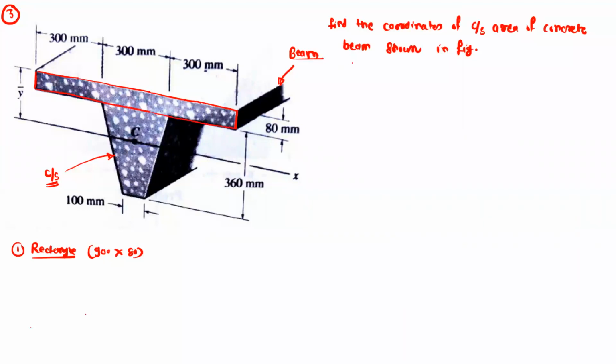So for this rectangle, the length is 300, 300 and 300. So this total will be 900. And this height is given as 80 mm. So the dimension will be 900 by 80 mm. Then the second geometry we can select.